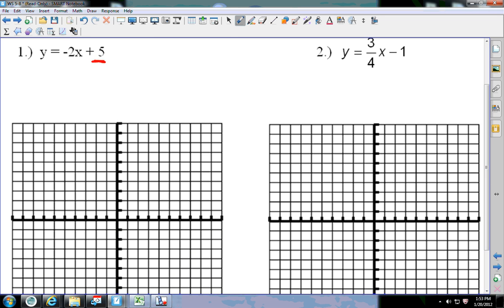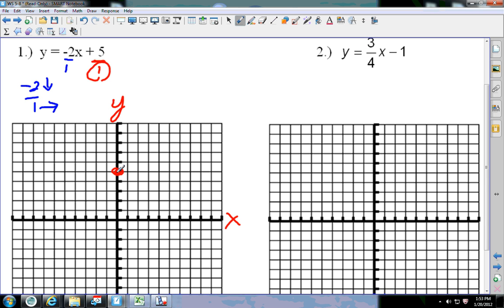So right here, as we go through and do this, the first thing you're going to do is plot this y-intercept. Remember the horizontal axis is the x, and the vertical is the y. I'm going to go up to 5, 1, 2, 3, 4, 5, and put a dot. Now that's step 1. The second thing I'm going to do is this slope. If it's not a fraction, then you put it over 1. So my slope is -2 over 1. The top number is negative, it's going to tell me to go down, and the bottom number to the right.